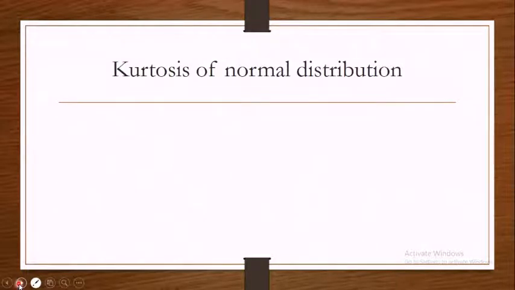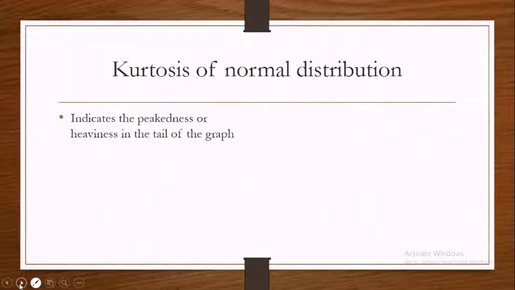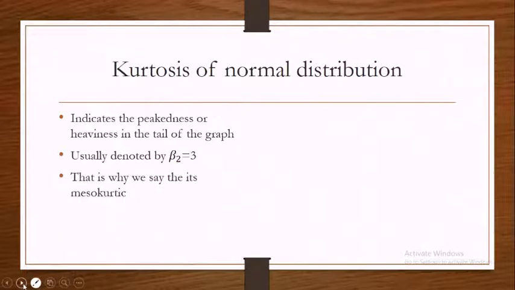So next we will move on to kurtosis of a normal distribution. Before that, let's have a look at what the term kurtosis means. Kurtosis indicates the peakedness or the heaviness in the tail of the frequency distribution, the graphical representation of the data that you have got. Usually kurtosis is denoted by beta 2, and in the case of a normal distribution, the value of beta 2 is 3, and that is why we say that the normal distribution is mesokurtic.